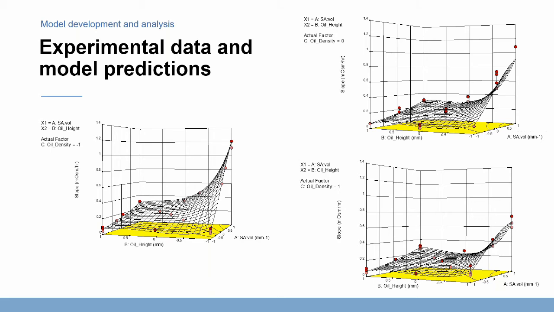And so what we see, and these are in the coded variables here, is that as the surface area to volume ratio gets higher and as the oil height gets lower, there's a dramatic rise in the rate at which osmolality changes. And these three graphs represent different levels of the third factor, which is the density of oil. So as the oil density is lowest and the surface area to volume gets higher and the oil height gets lower, you have a very dramatic effect on the rate at which water evaporates from these media drops. In fact, it's so dramatic, it's greater than 1 milliosmol per hour, which is quite striking. And so for every hour this dish is in culture, the osmolality is increasing by 1 milliosmol, and that's pretty strong.